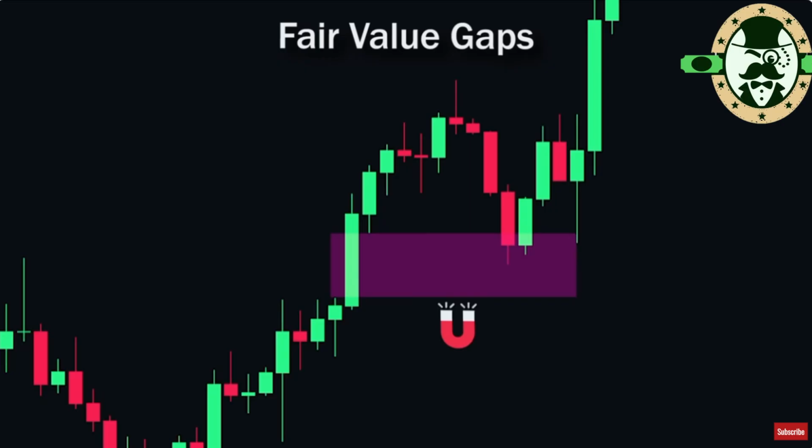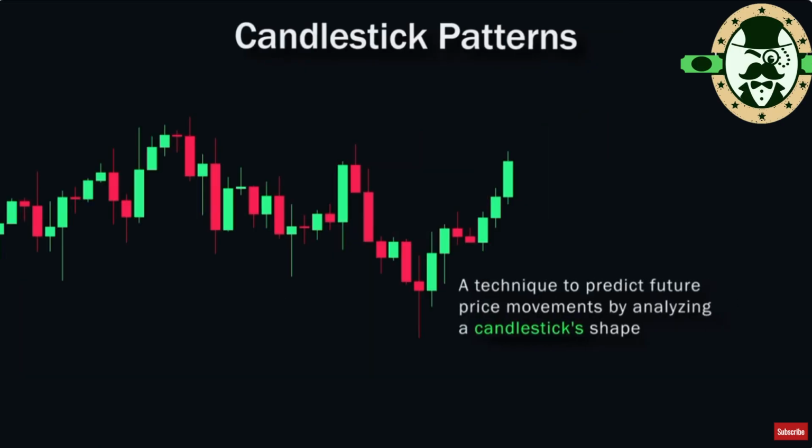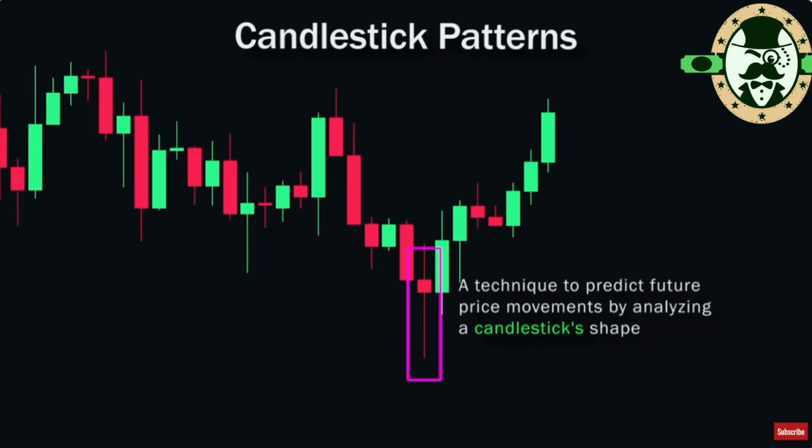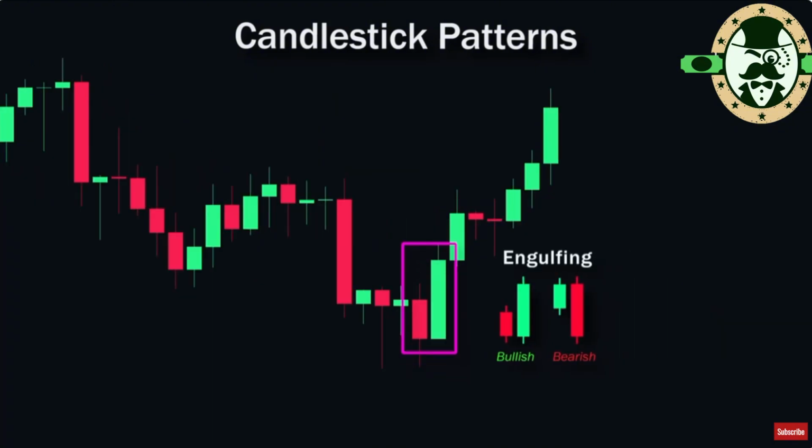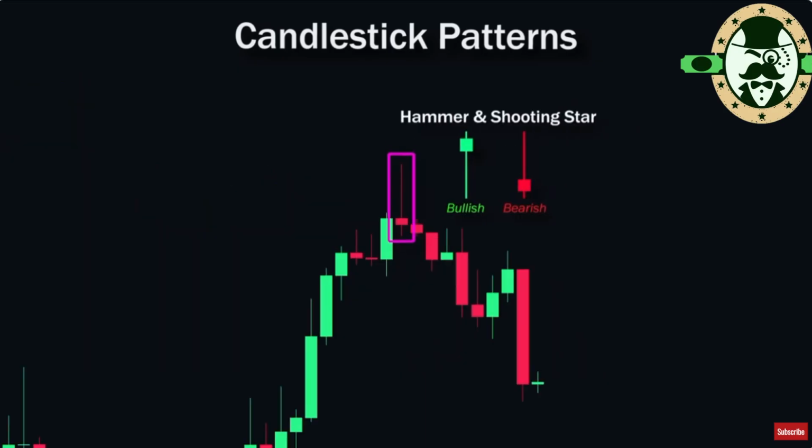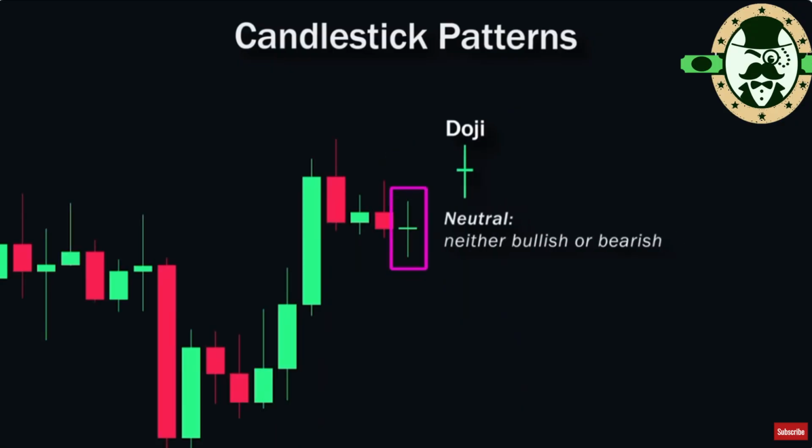Strategy number 6 is candlestick patterns. Candlestick patterns are one of the oldest and most popular methods of analyzing charts. Traders use candlestick patterns to analyze future price movements by observing specific candlestick shapes. Some of the most notable candlestick patterns include engulfing patterns, which signal strong momentum in the direction of the engulfing candle. Hammer and shooting star patterns, which indicate rejection shown by a long wick on one side. Doji patterns, which signal market indecision.